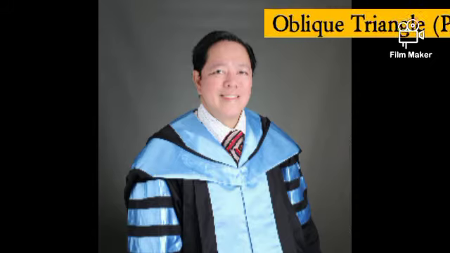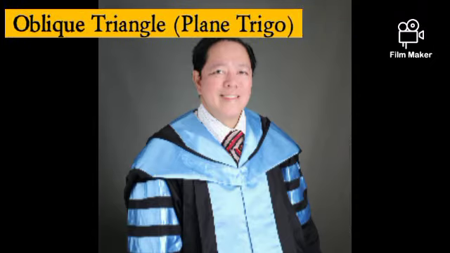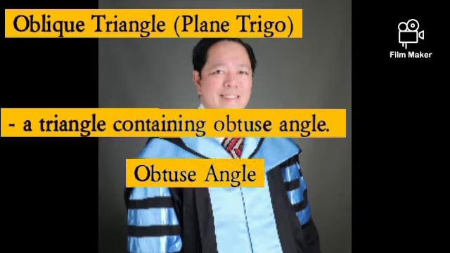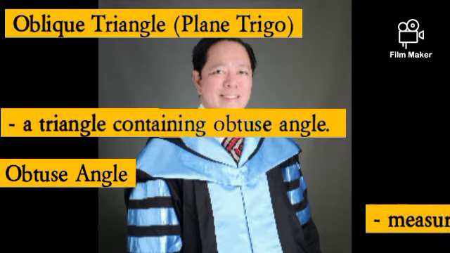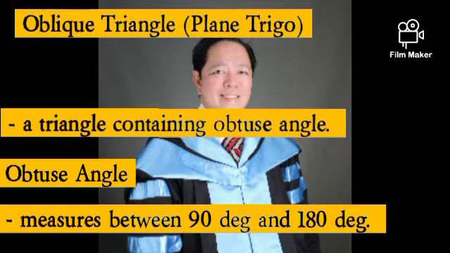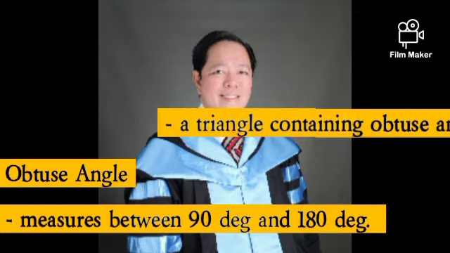In plane trigonometry, an oblique triangle is described as one containing an obtuse angle. An obtuse angle is one whose measure is between 90 degrees and 180 degrees exclusive. That is, the measure of an obtuse angle is more than 90 degrees but less than 180 degrees.